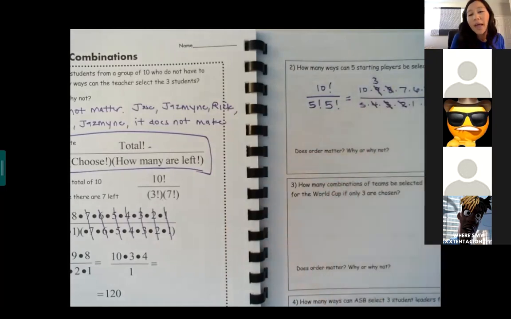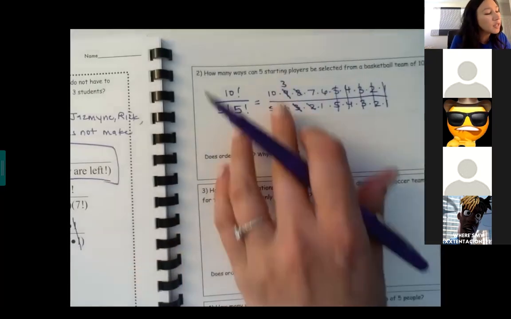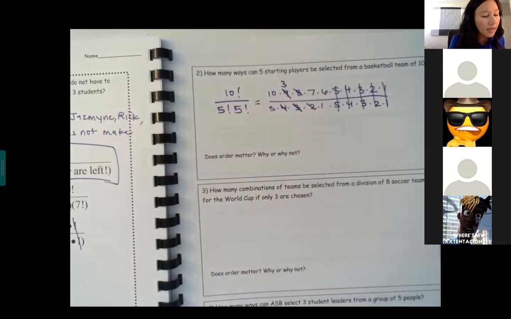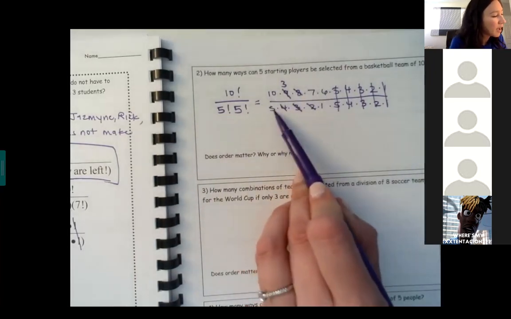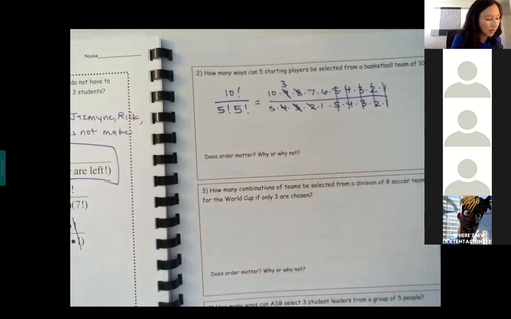Oh, okay. Then you could have just left it how it was and done it all in the calculator. Okay, I did that. That's fine. So you would just do 10 times 9 times 8 times 7 times 6 divided by 5 times 4 times 3 times 2 times 1. I was going to try to do it without a calculator, but it's still really big numbers to do in our head.